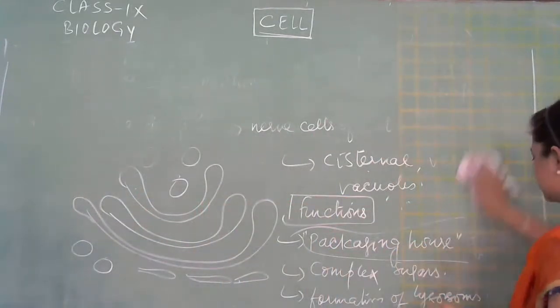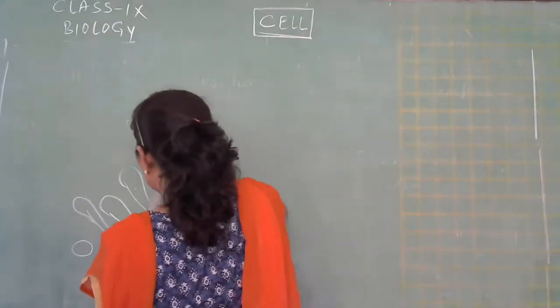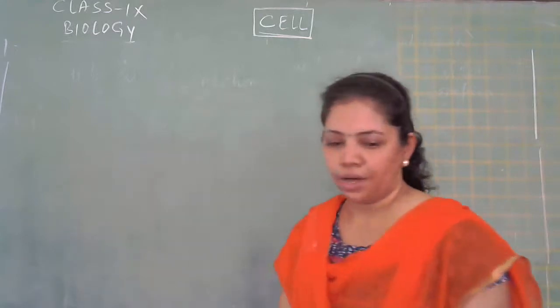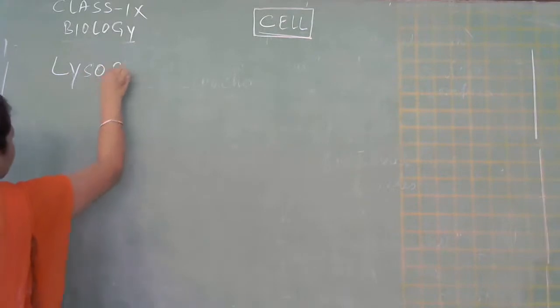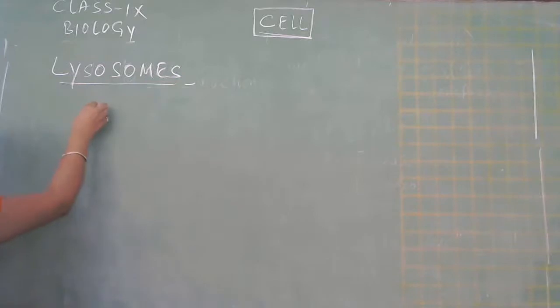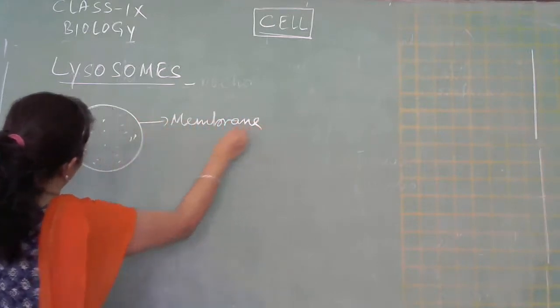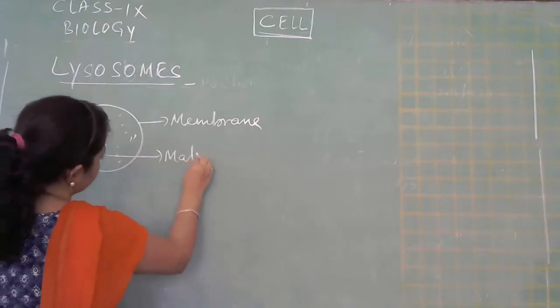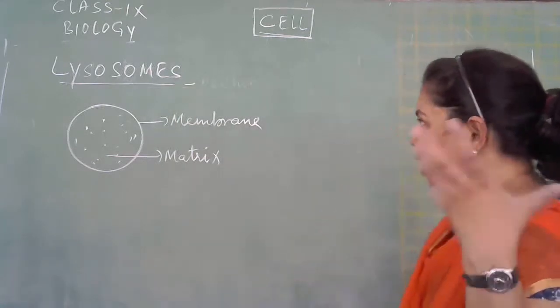the next cell organelle in the sequence. Yes, that is lysosomes. So, with reference to drawing the diagram, that is the membrane, and this is known as the matrix.